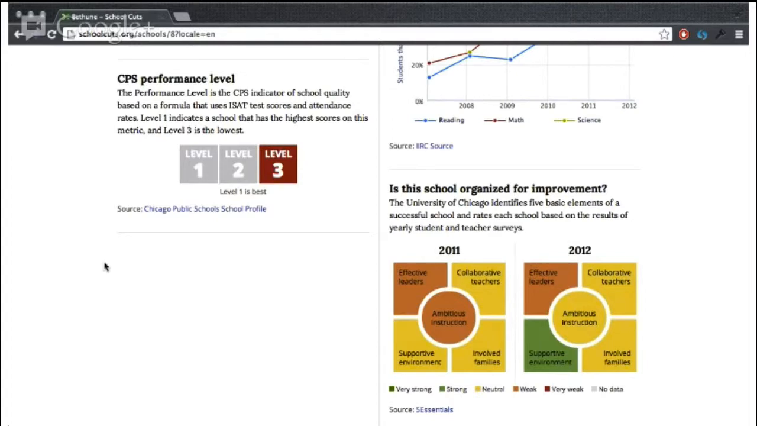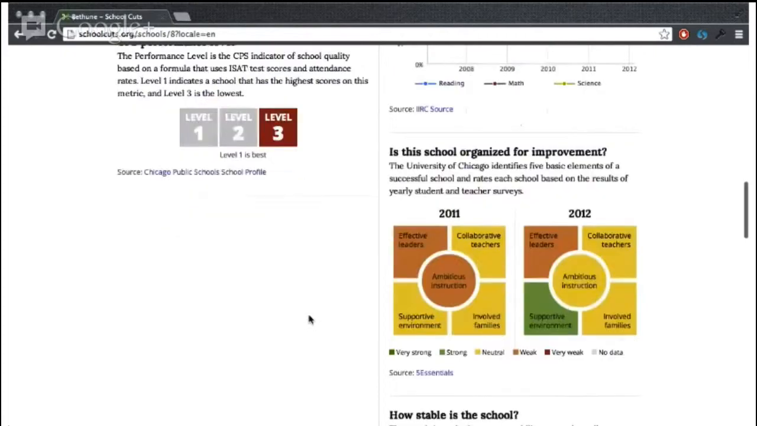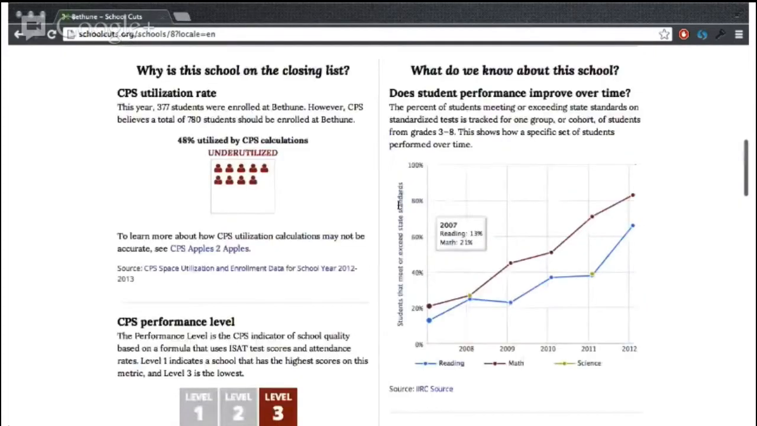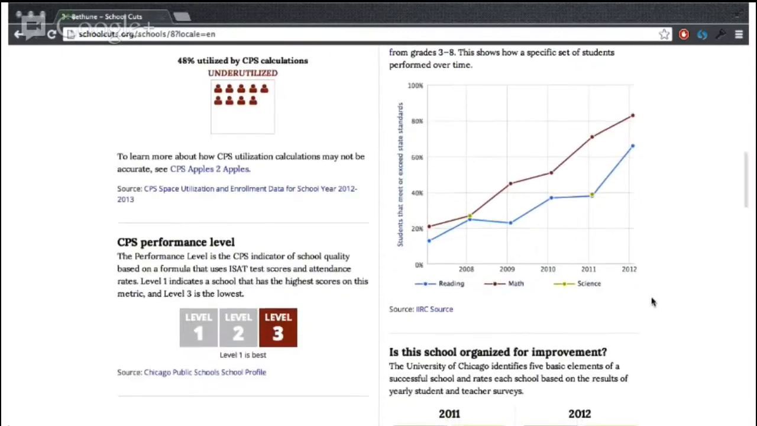And the other thing we wanted to do, again, taking it from the perspective of a parent, was to say, well, what else do we know about the school, and what else can we say about the school? And it led to questions like this. How good is this school? Does student performance improve over time? And here we show ISAT scores for a single cohort. So that was our best proxy for saying, given you have a group of third graders and they're tested continuously until 8th grade, what's going on with their coursework?